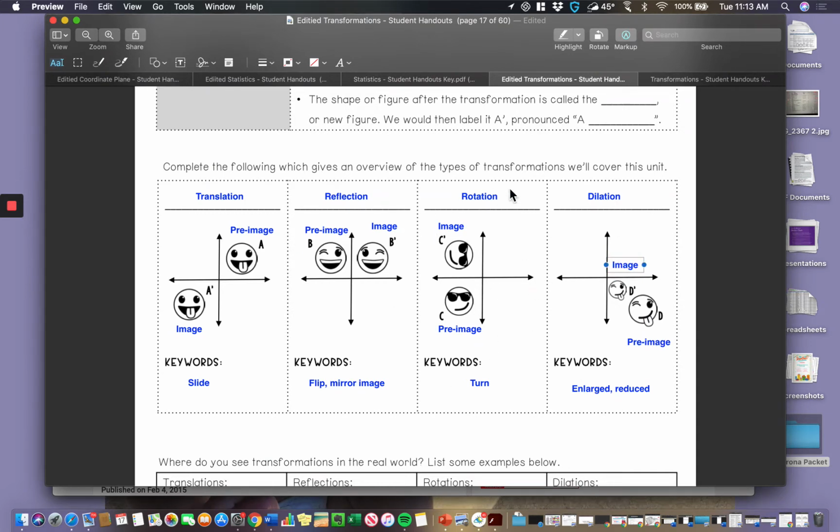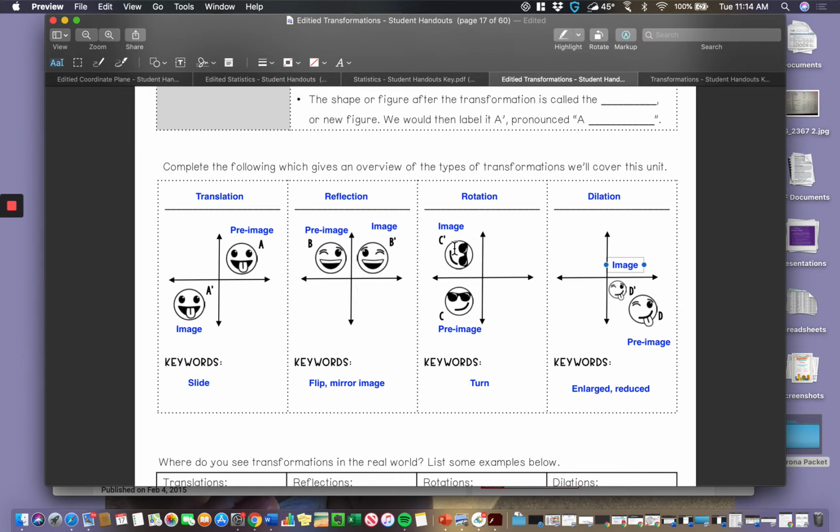Again, we are going over 4 types of transformations, and they are translation, reflection, rotation, and dilation. A little review real quick. Recap. Translation is when the image slides to another part of your coordinate plane. It can slide all the way to another coordinate, or it can only slide a little bit. A reflection is when we reflect over an axis. So in this case, it is reflecting over the y-axis. The y-axis runs up and down.